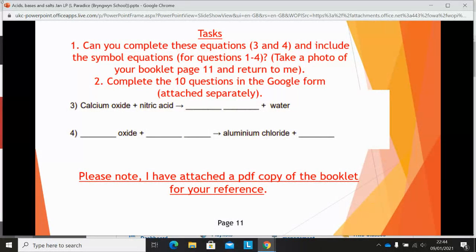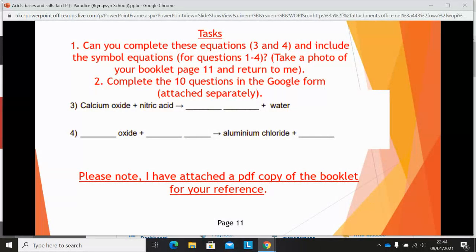Send a photo of it to me if you can, please. For additional extension work, if you want to include the symbol equations as well, so the state symbols, in other words, solid, liquid, gas, or aqueous, that would be great. The second part of the assignment I'd like you to do is to complete the 10 questions in the Google form, which is attached separately.